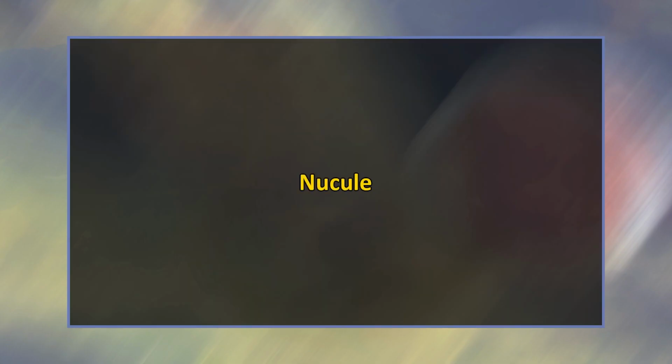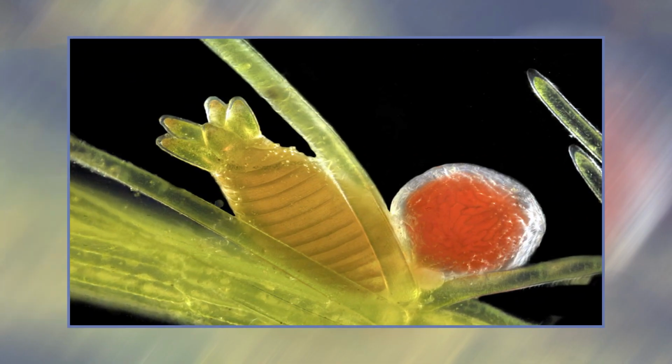Now we will talk about the nucule. The nucule of Chara is a large, green, oval structure with a short stalk. It is borne at the node of the primary lateral. It lies just above the globule in homothallic species. Now, development and structure of the nucule.